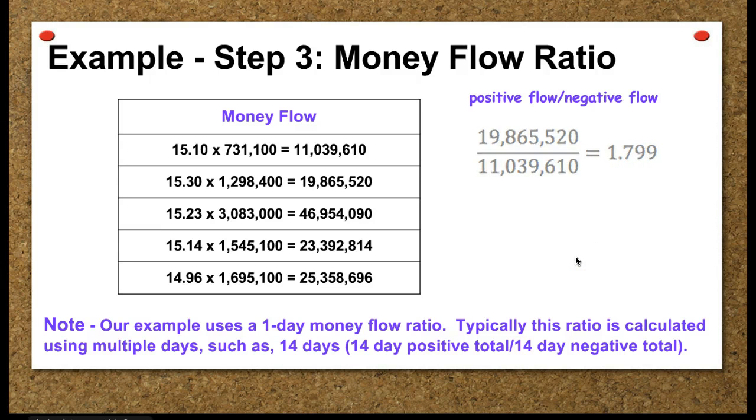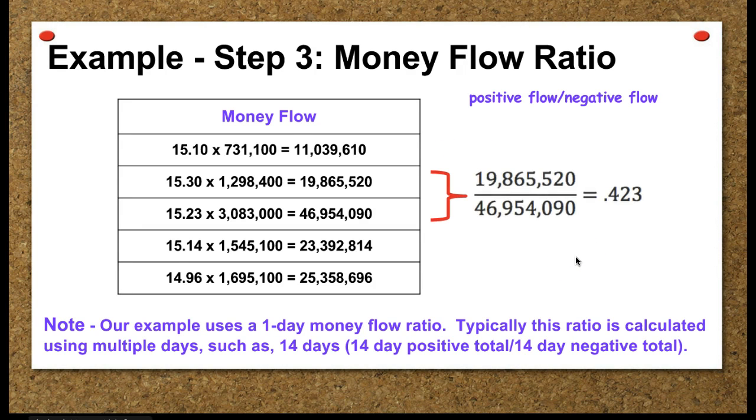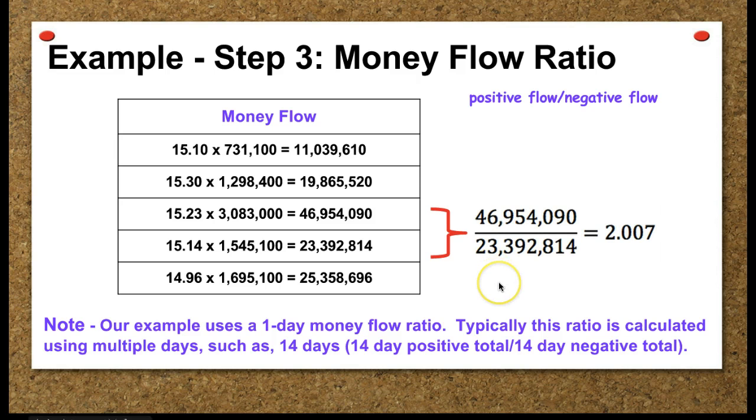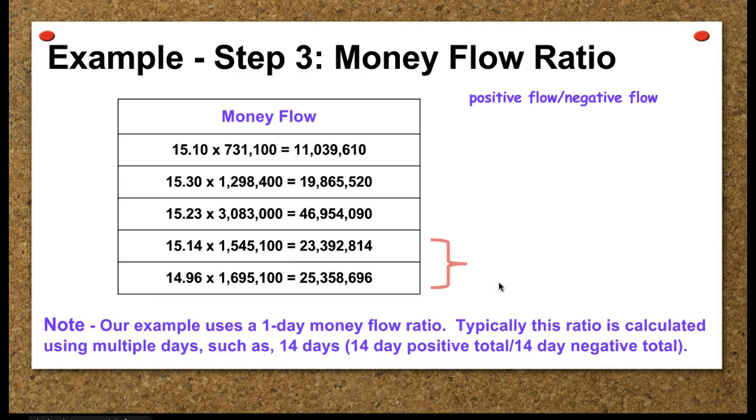And then I'll continue on, and I'll take the next 2 days. And again, notice which money flow is on top. It's the positive one, because $15.30 is more than $15.23. So the 19 million goes on top and the 46 million on the bottom. Moving on to the next day, same thing. Put the positive money flow on the top. And then we'll do it once again for the last piece of data we have.